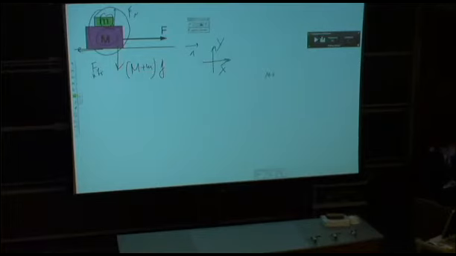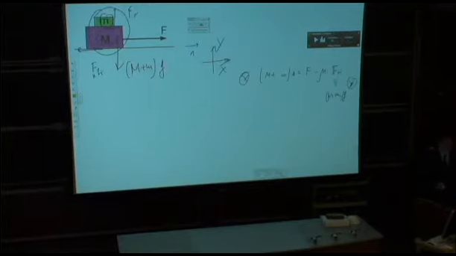M plus little m times A has to be equal to the applied force minus frictional force, which equals kinetic friction times normal force. And normal force has the same magnitude as total force of gravity. This is the x component of the Newton's law. And this is basically the y component of the Newton's law.